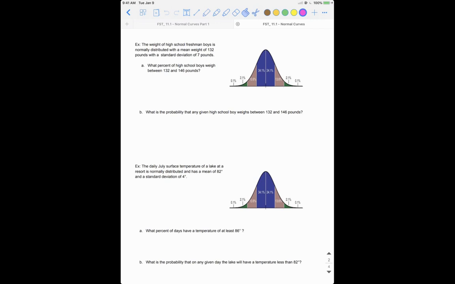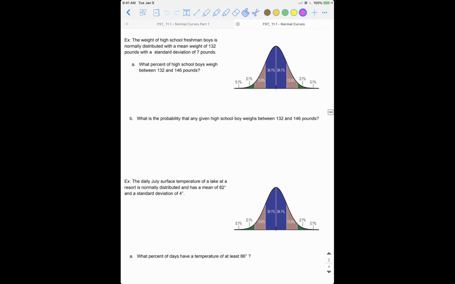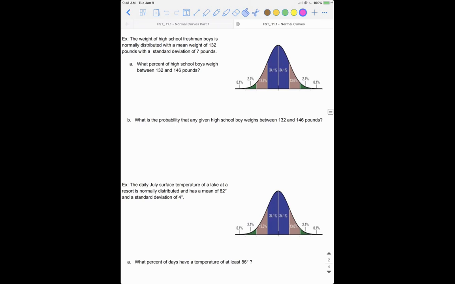All right, so now let's look at using this normal curve. We can use these percentages to help us understand some different examples. Let's look at this first example. The weight of high school freshmen boys is normally distributed. This is very important, the fact that it says it's normally distributed. That's the only way we know we can use these percentages, if we for sure know that it's normally distributed. We're told our mean weight is 132 pounds, and there's a standard deviation of 7 pounds.